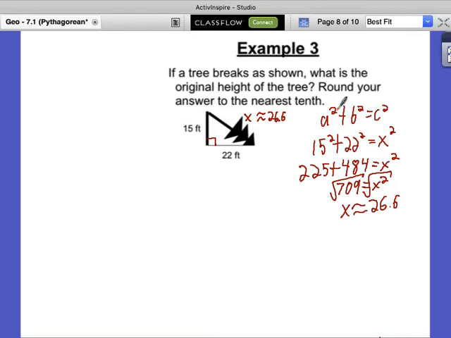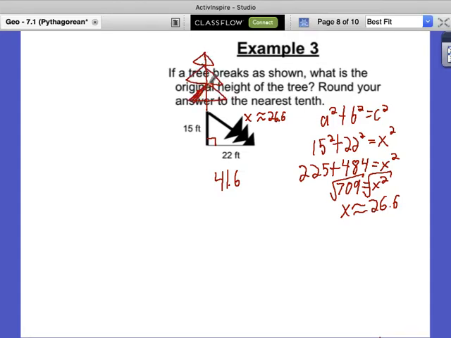So this is 26.6. What's my original height of the tree? 15. Oh, wait. 41.6. How'd you get 41.6? If this was 15, this 26.6 would have originally been going up here, right? Tall tree.